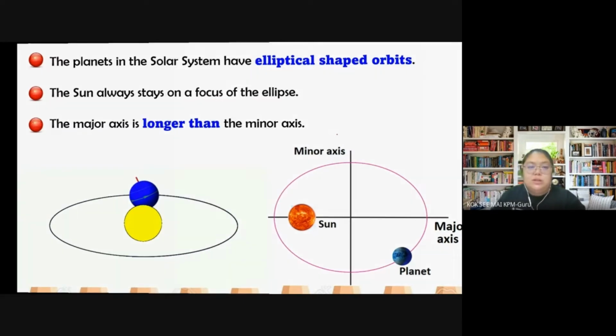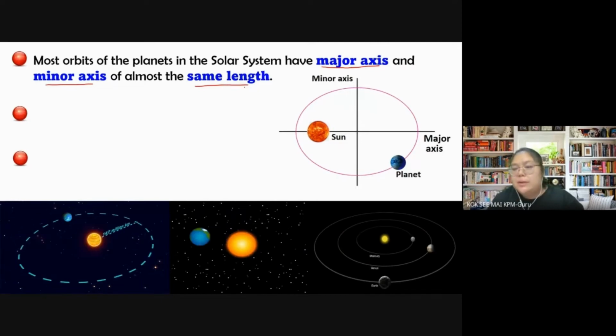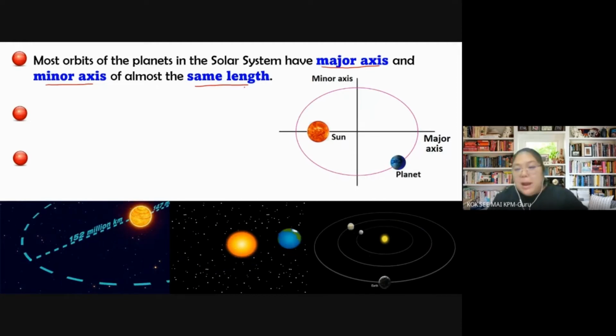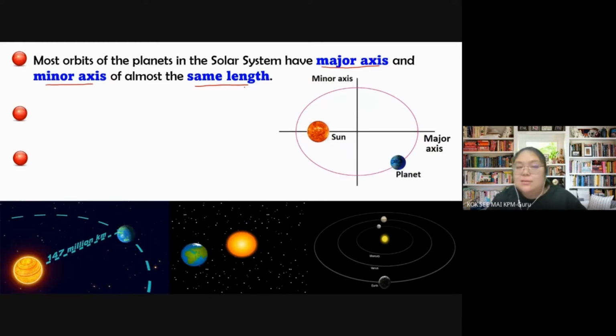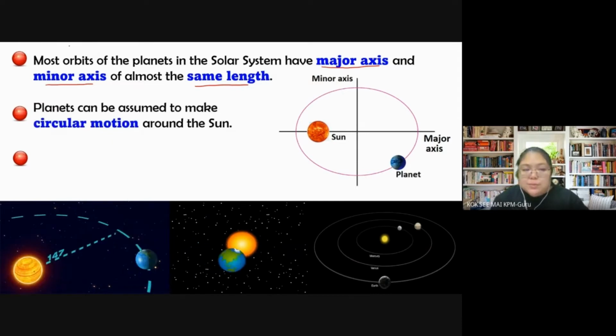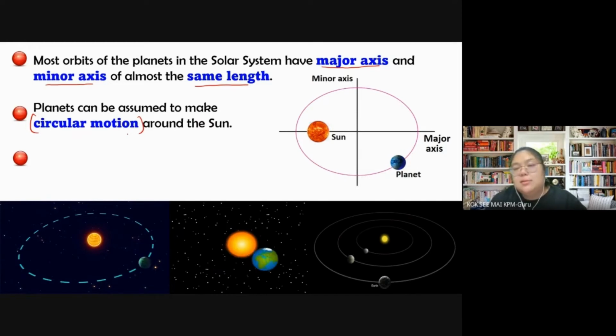Okay, then we continue. Most orbits of the planets in the solar system have major axis and minor axis almost the same length. So although it's an ellipse, for most of the planets we take it as a round circle. Major and also minor, we take them as the same length, for the solar system. So from here, the planet can be assumed to make a circular motion around the sun. We take it as the same length, so we can say it makes a circular motion.